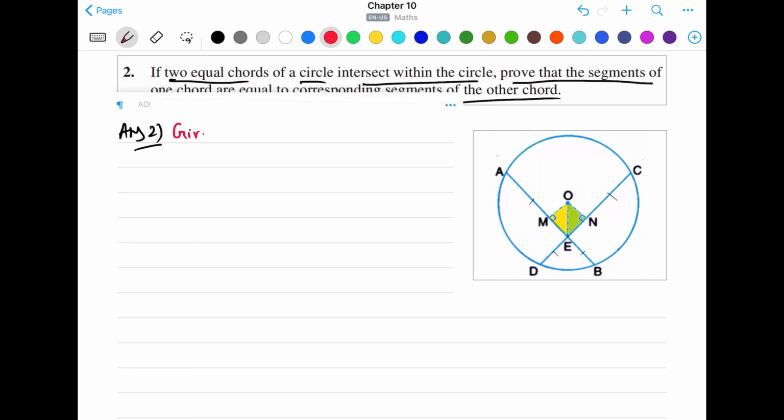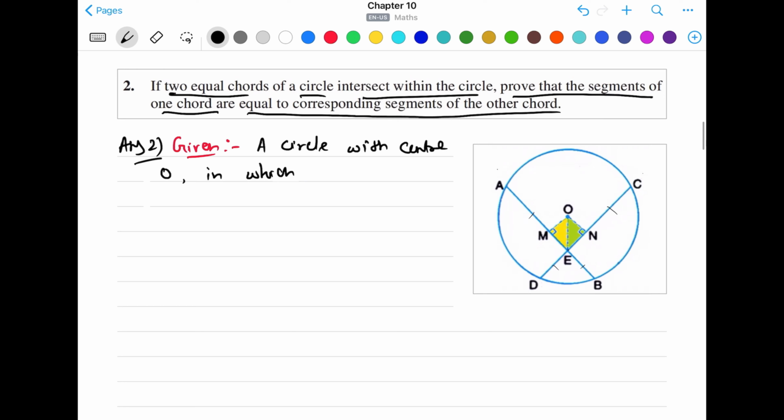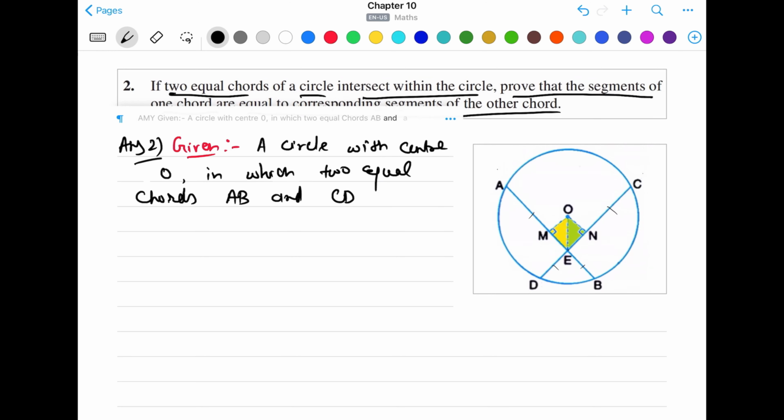First we will write the given part. Given here is a circle with center O, in which we have two equal chords which are AB and CD, intersecting within the circle at point E. Okay, so we have a circle with center O in which two equal chords AB and CD are intersecting within the circle at point E.